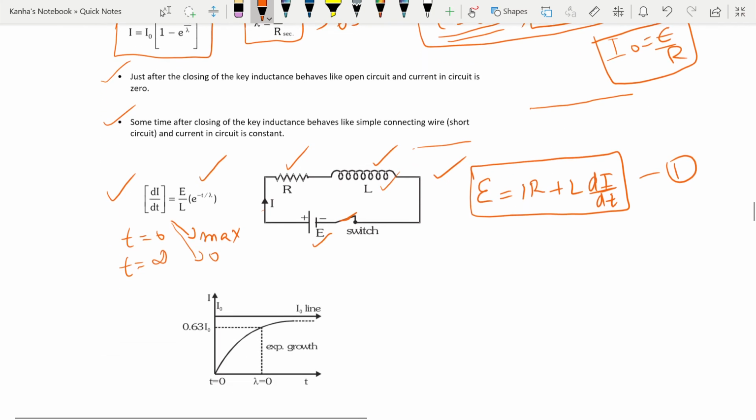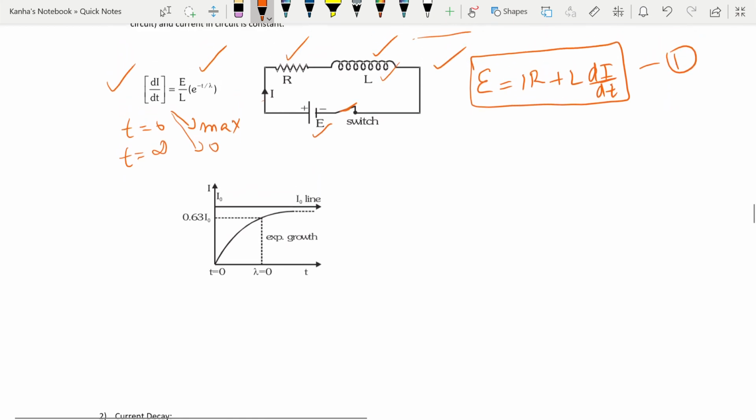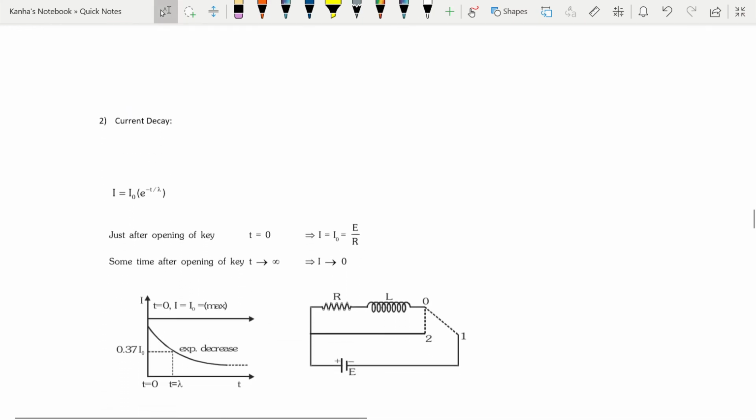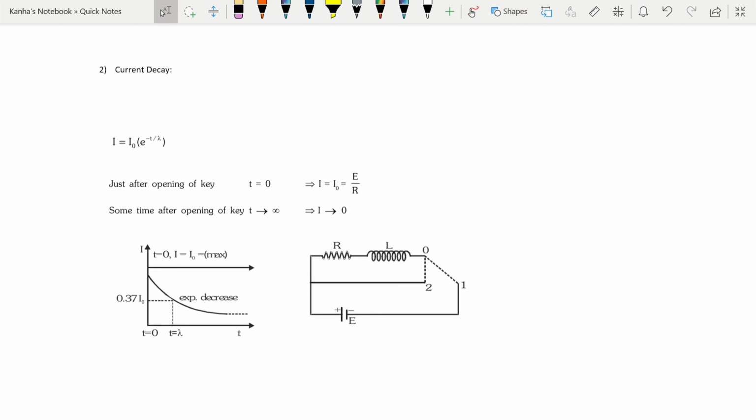The next is about the current decay in the system. First of all, you just look at this graph. This is telling you about the current growth in the system. Okay, this is the value of lambda, where you get 0.63 I naught as the current. Next is talking about current decay.